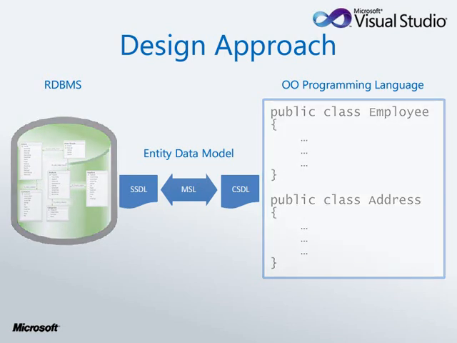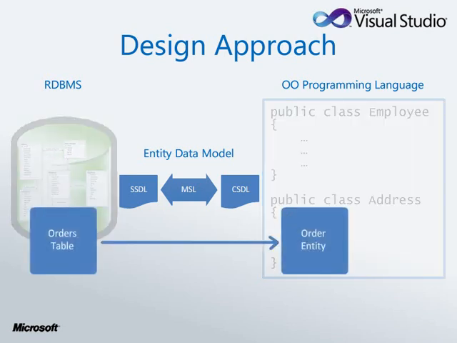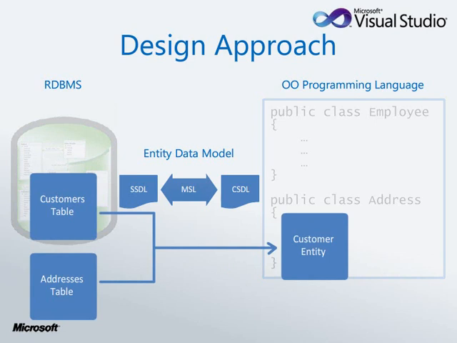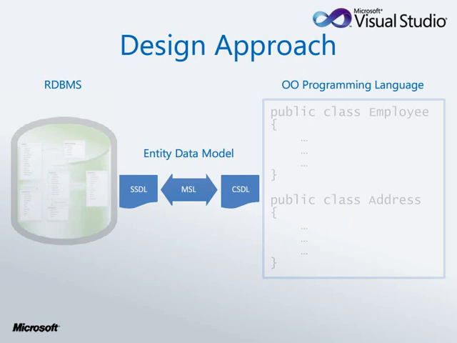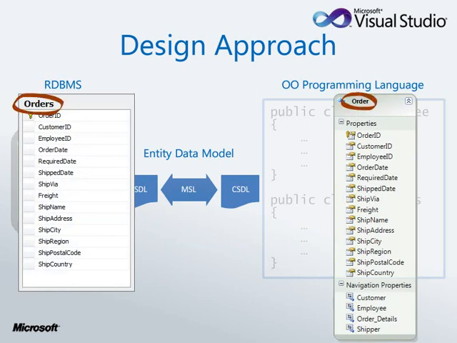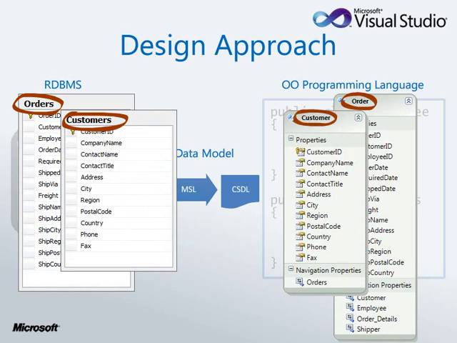In addition to straightforward mappings from a single table to a single entity, the Mapping Specification Language enables you to define more sophisticated mapping scenarios. For example, mapping a single entity to multiple tables, or implementing table per type inheritance. Unlike Hibernate, the Entity Framework also handles the automatic pluralization and singularization of entity names to make your code read more intuitively.